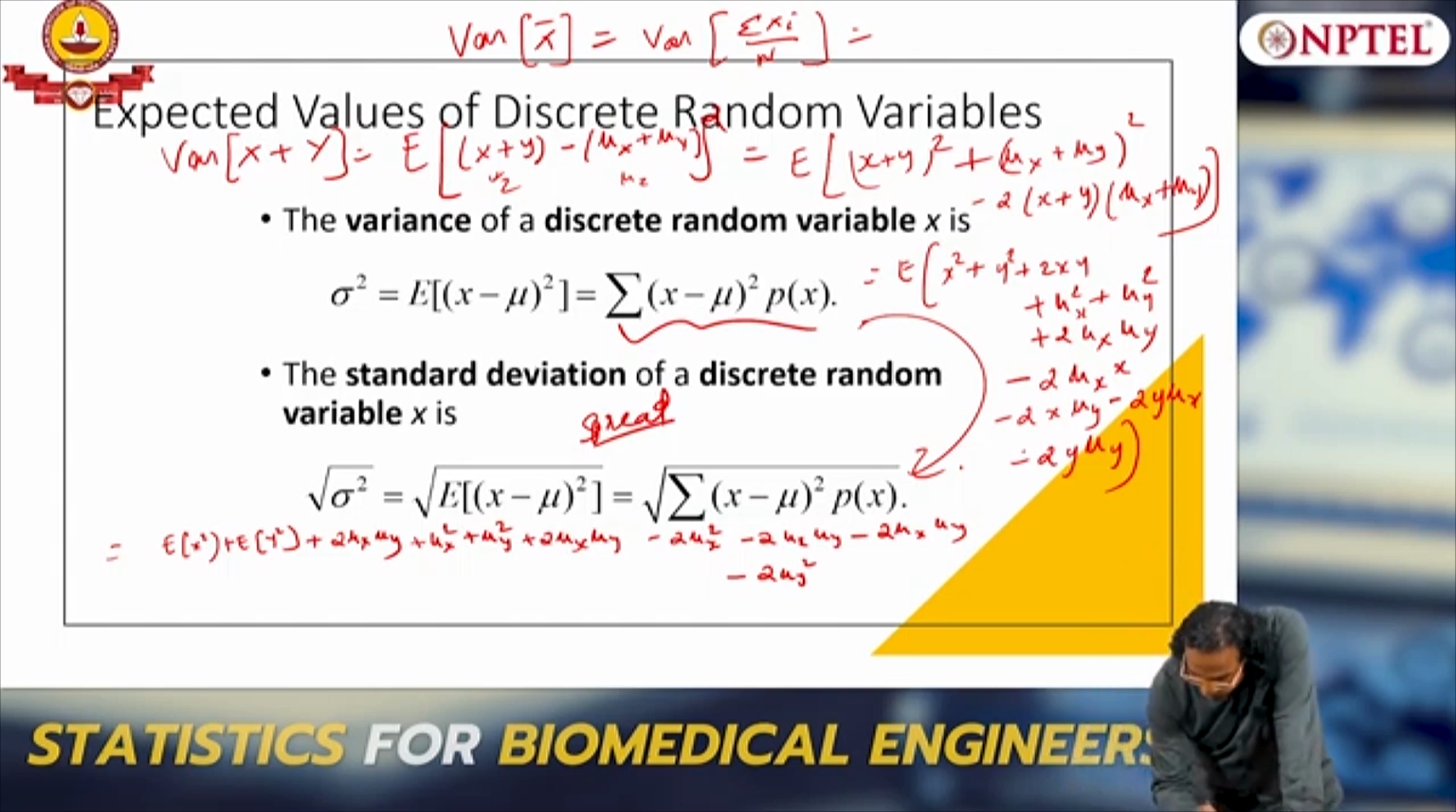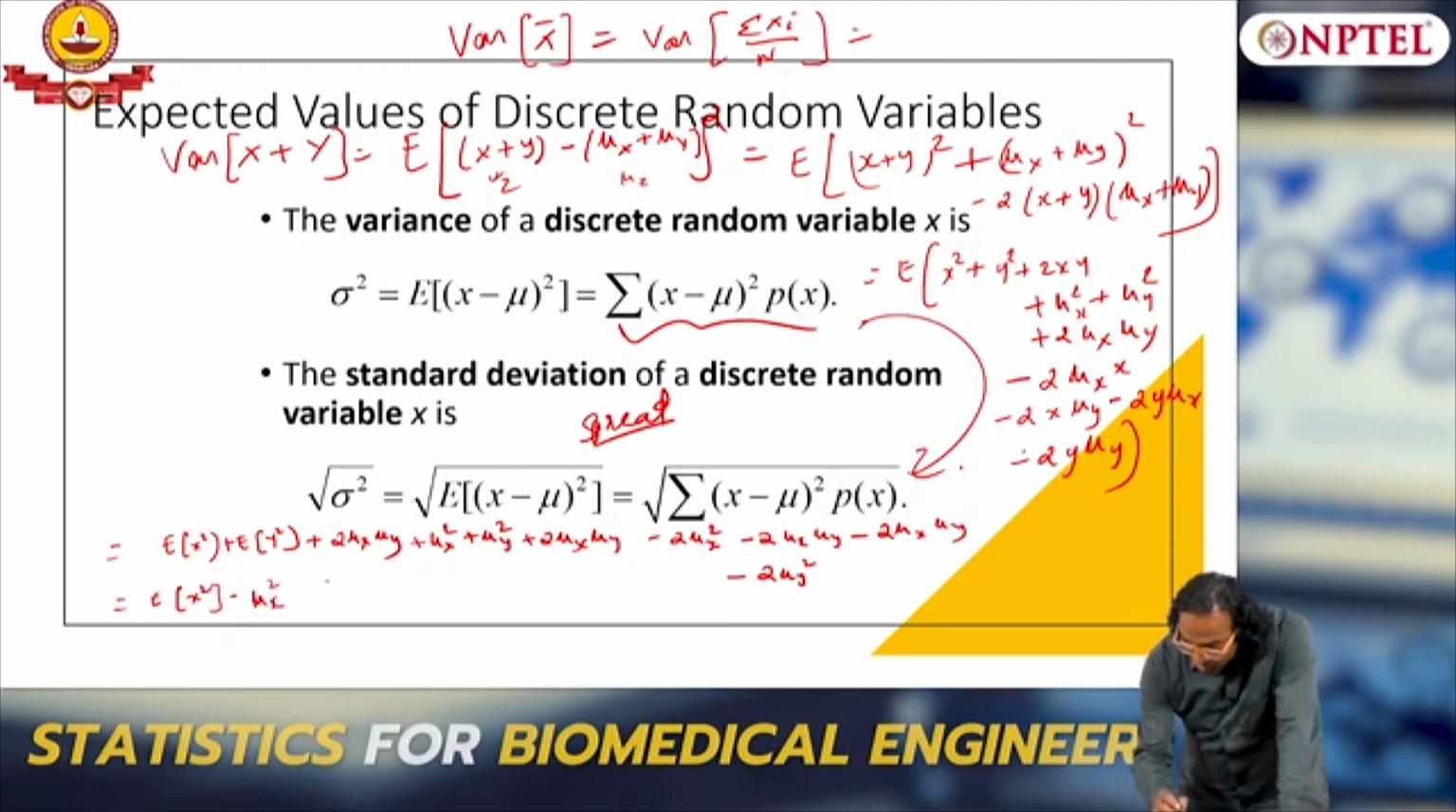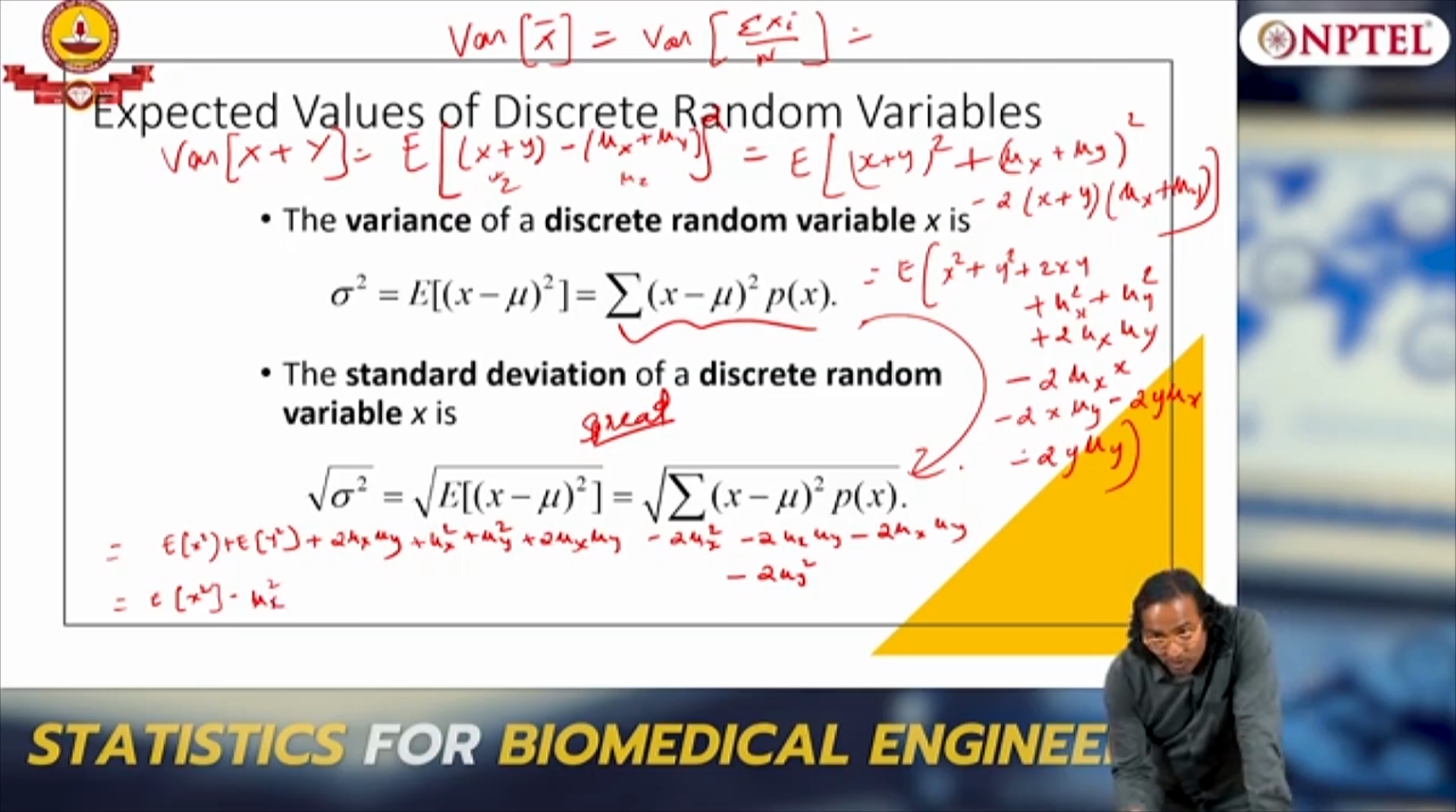So what do I have? I have expectation of x squared minus mu x squared, minus expectation of x squared. Simplify. How do I simplify? Look at this: mu x squared minus 2 mu x squared, so it gets cancelled, so you have mu x squared.